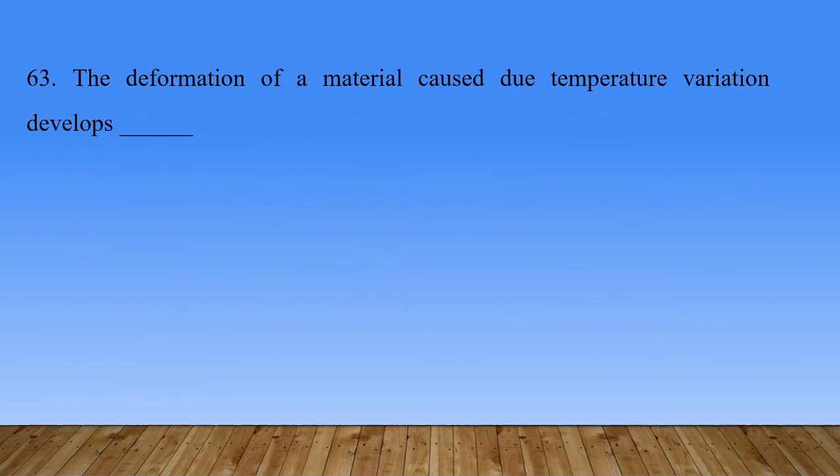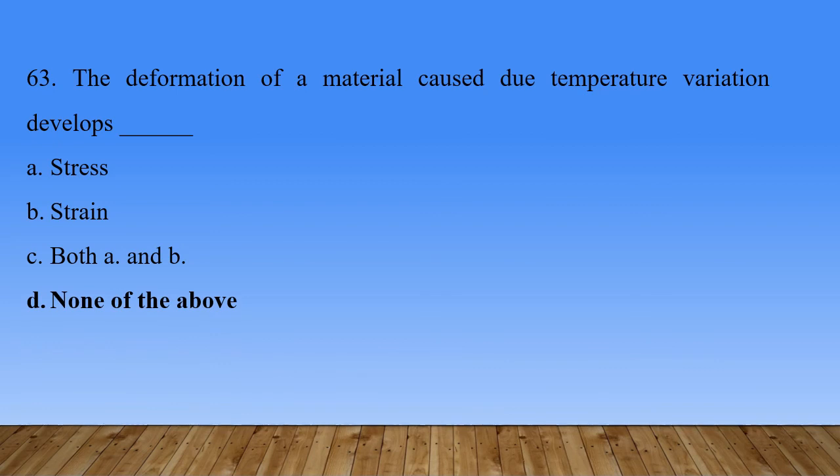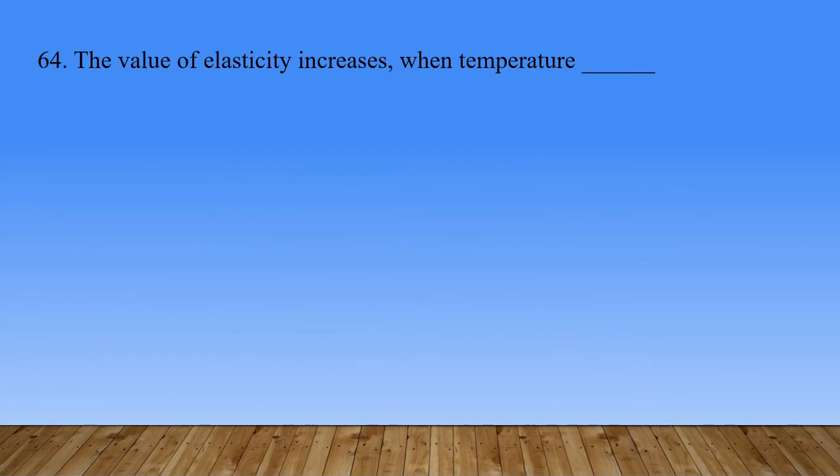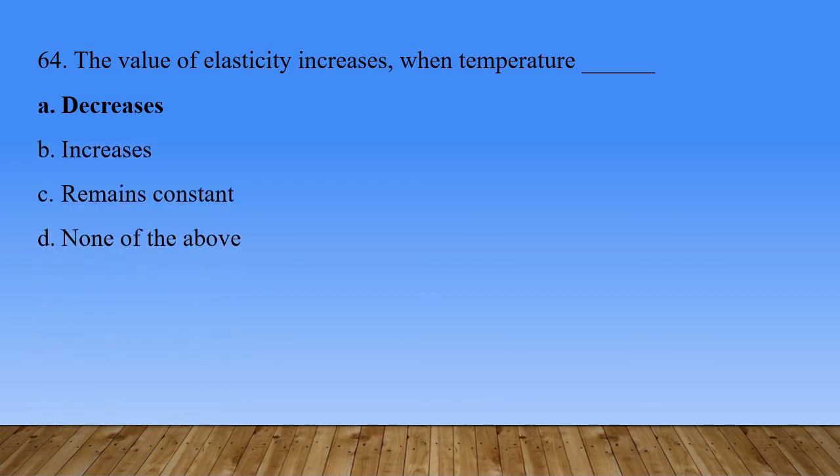Question number 63. The deformation of material caused due to temperature variation develops option A stress, option B strain, option C both A and B, option D none of the above. So the correct answer is none of the above. Question number 64. The value of elasticity increases when temperature option A decreases, option B increases, option C remains constant, option D none of the above. The correct answer is option A, that is decreases.